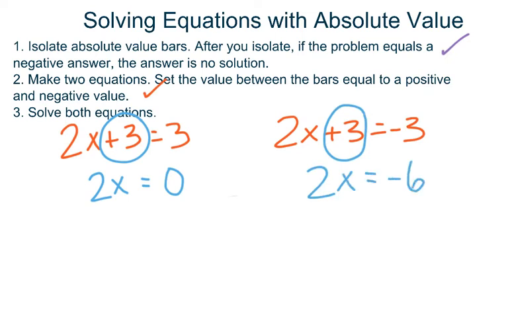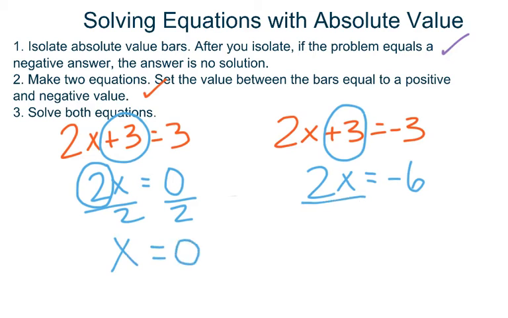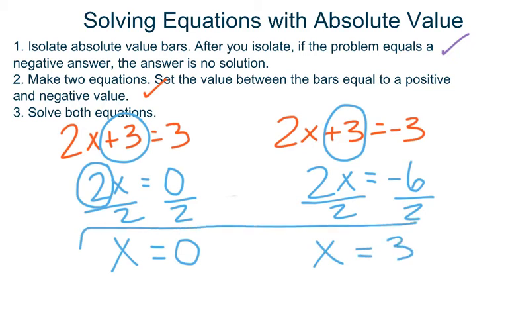And then the last thing I'm going to do is I need to get rid of this 2. Since the 2 and the x are being multiplied, I'm going to get rid of multiplication by dividing. So anything, 0 divided by anything is 0. Same thing with this side. Negative 6 divided by 2 is negative 3. I have 2 different answers because whenever you think about a number line, you can go to the left of 0 and to the right of 0. That's why you're usually going to have 2 answers when you do this.